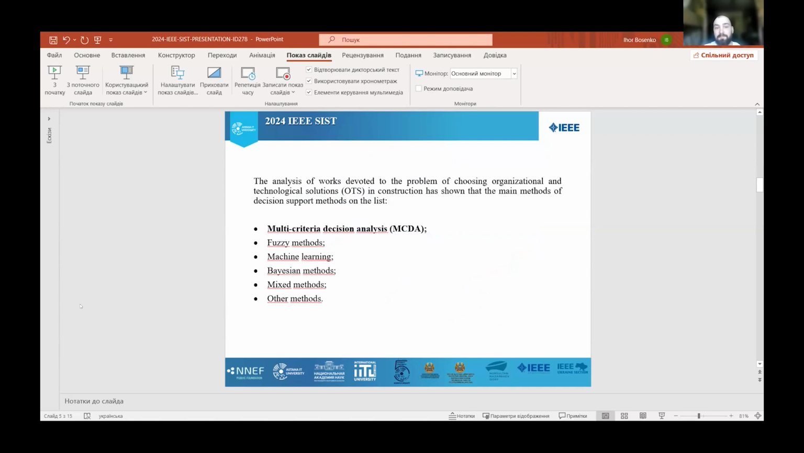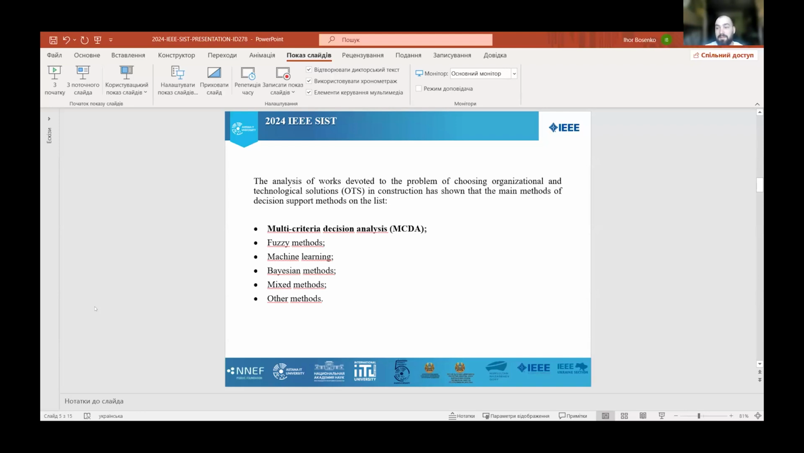Next slide. The analysis of works devoted to the problem of choosing an organizational and technological solution, OTS, in construction has shown the main decision support methods on the list.